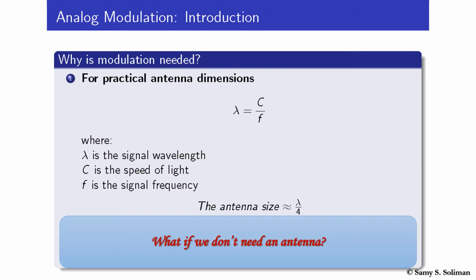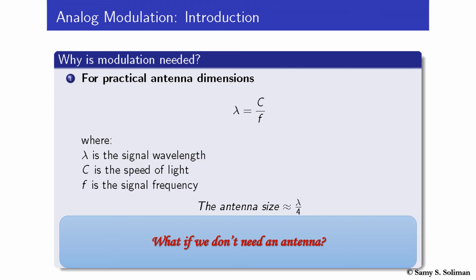So the question now is, what if we don't need an antenna for the communication system? We only need an antenna if we have a wireless communication system. However, in other communication systems where we have wired communication, there is no antenna, and the condition that the antenna size is proportional to the wavelength of the signal communicated is meaningless in this case. And definitely we have many communication systems that are still wired, such as the landline phone communication systems.